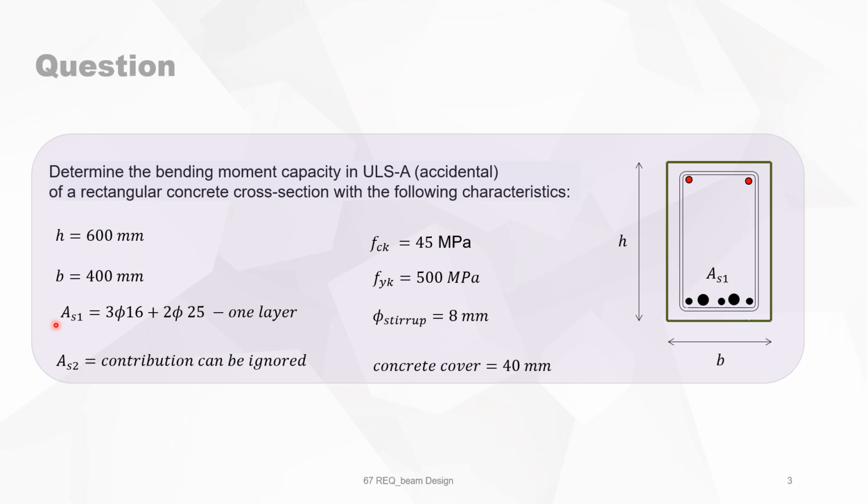The tension reinforcement is in one layer and consists of 3 diameters 16 and 2 diameters 25. The contribution of the compression reinforcement can be ignored. The concrete quality is 45 megapascal and the yield strength of the reinforcement is 500 megapascal. The stirrup diameter is 8 millimeters and the concrete cover is 40 millimeters.